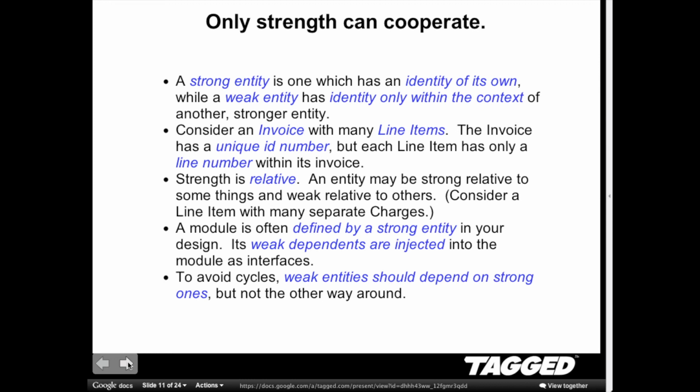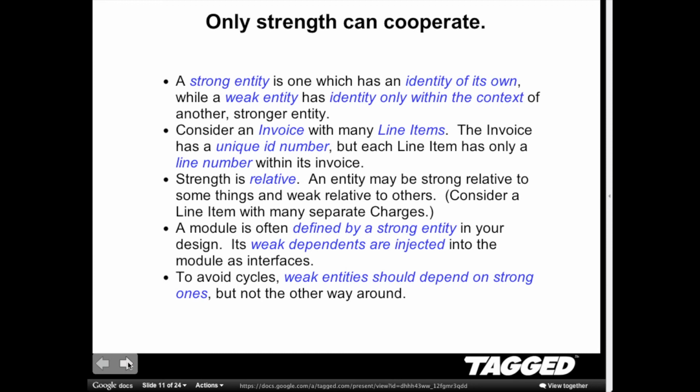No. Okay. So in the database world, a strong entity is one that can form its own primary key. A weak entity does not have identity of its own except in the context of some other stronger entity. So in other words, it has a partial key and a foreign key. So my invoice has all these line items. The invoice has a unique ID number, and then the line items are just sequence numbers within that. So the line items are weak relative to the invoice.